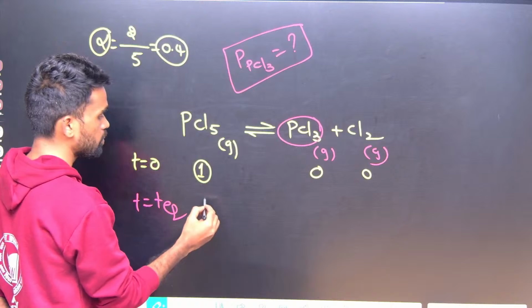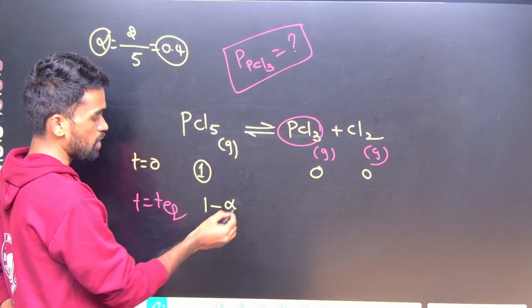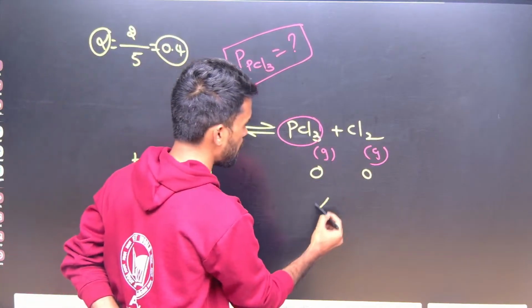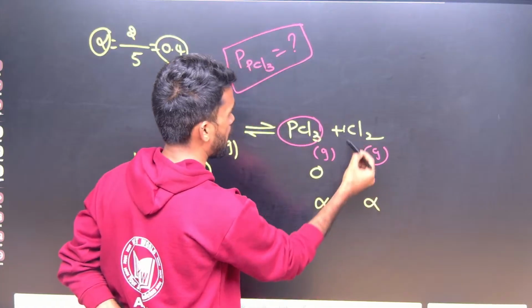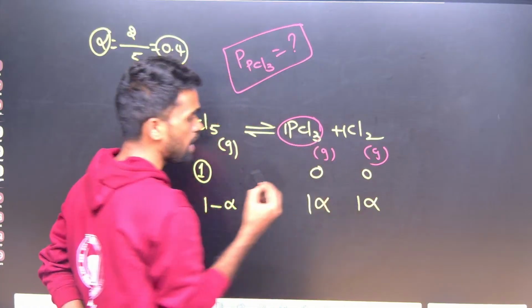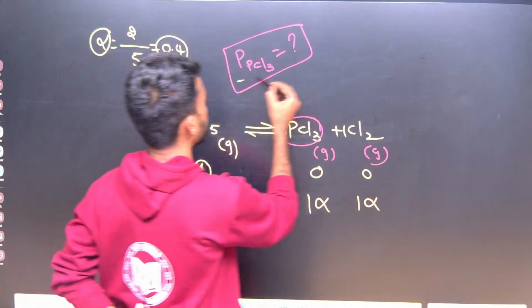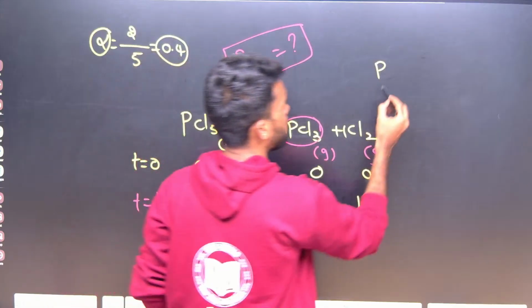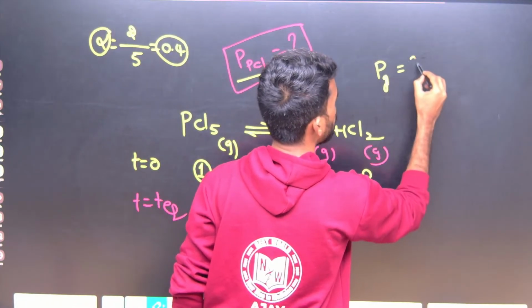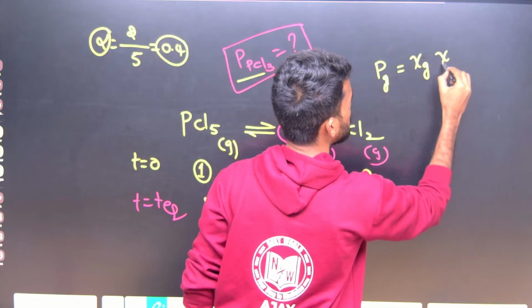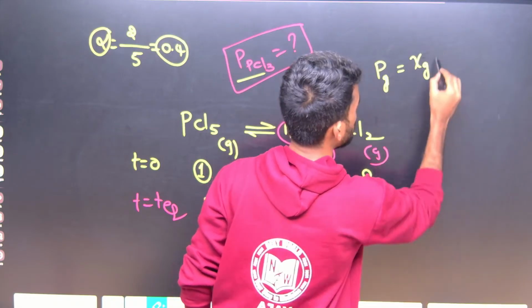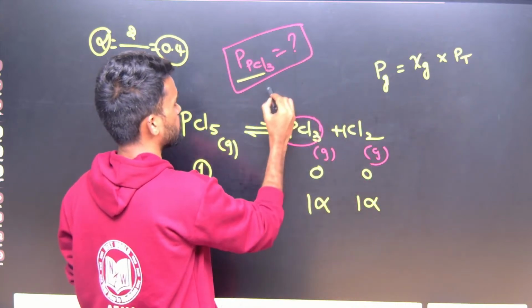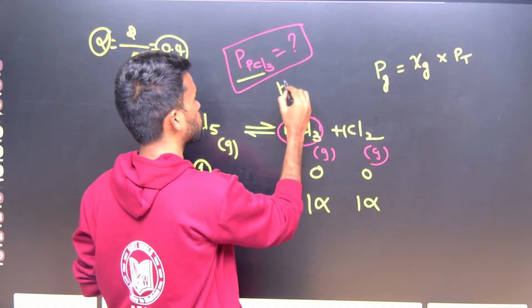After some time, alpha is the degree of dissociation from this 1 mole. So 1 minus alpha you can write, and this will be alpha, and the product formed here is also alpha, as their coefficients are 1 and 1. Now I am asking the partial pressure of PCl5. From Dalton's law of partial pressures, the partial pressure of a gas is equal to the mole fraction of that gas multiplied with total pressure. If I say the total pressure of this mixture of gases is P, total pressure is P.